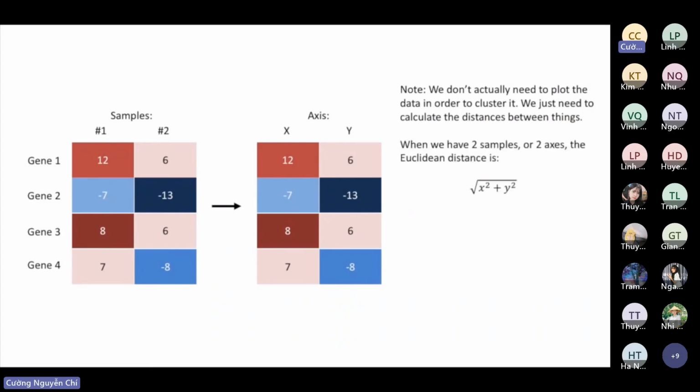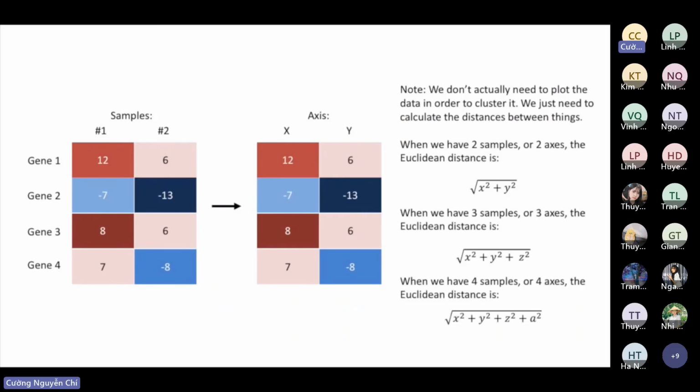When we have 2 samples or 2 axes, the Euclidean distance is the square root of x squared plus y squared. When we have 3 samples or 3 axes, the Euclidean distance is the square root of x squared plus y squared plus z squared. And when we have 4 samples or 4 axes, the Euclidean distance is the square root of x squared plus y squared plus z squared plus a squared, etc., etc., etc.